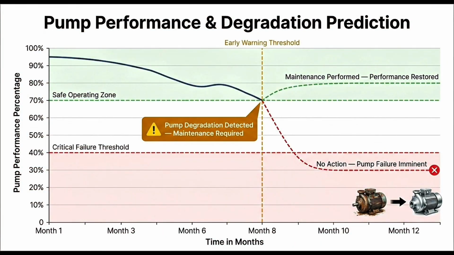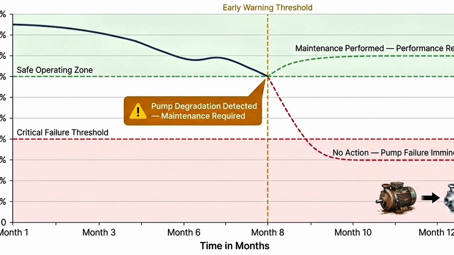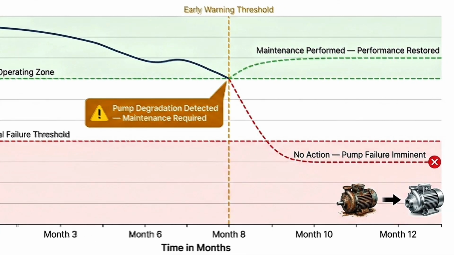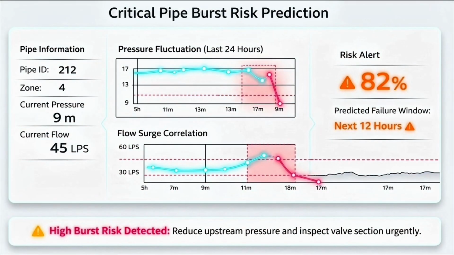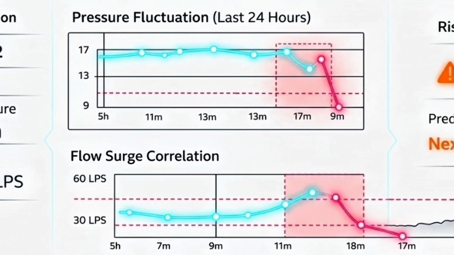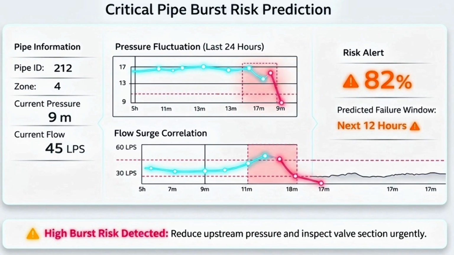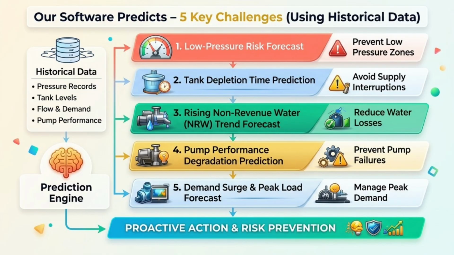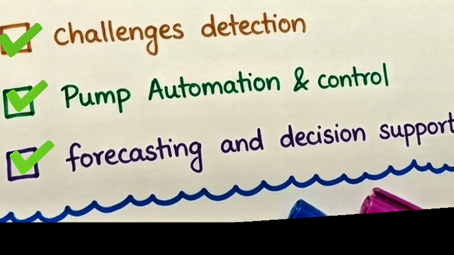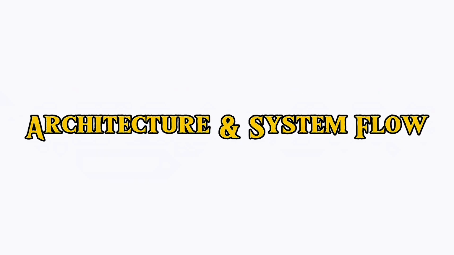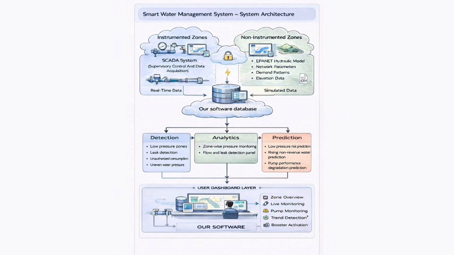Then, pump performance and degradation prediction. The system tracks performance over time and alerts before reaching critical failure thresholds. Finally, burst risk prediction. By analyzing pressure fluctuations and flow surges, the system predicts high burst risk with a failure window and alerts for immediate action. These are sample visual representations of predictions. In real time, the system continuously learns from historical data and performs intelligent forecasting. Architecture or system flow. This is the overall system architecture and workflow.